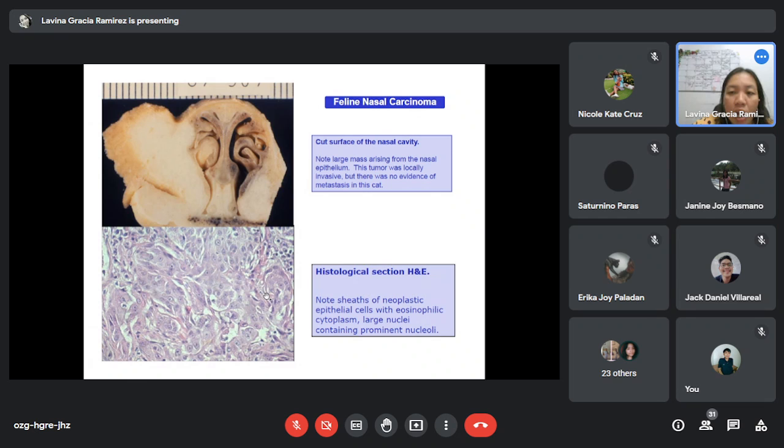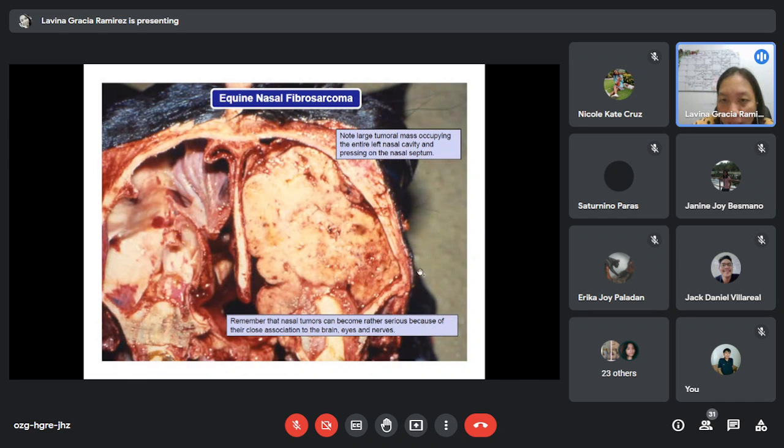So this is another carcinoma affecting equine. So the most common carcinoma, your tumor, is your fibrosarcoma. So occupying, okay, a large portion of the nasal cavity. So if this happens now, it could produce pressure, pressing on the septum sa gitna. So ito yung may konting deviation sa mangyayari. Okay?